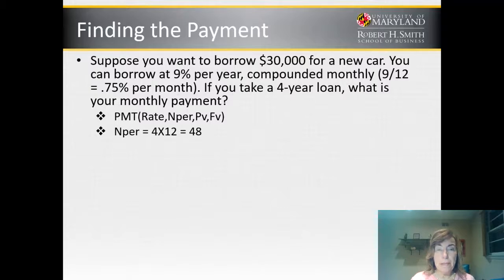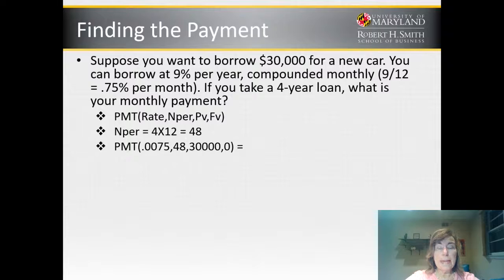If you take a 4-year loan, what's your monthly payment? Remember, the payment function is a function of the rate, the number of periods, the present value, and the future value. So the number of periods is 4 years, 12 months in a year, that's 48. So it's a payment of 0.0075 or 0.75%, 48 periods, 30,000 and 0. And since the future value is 0, I don't have to put in the present value as a negative because I've got a future value here of 0.